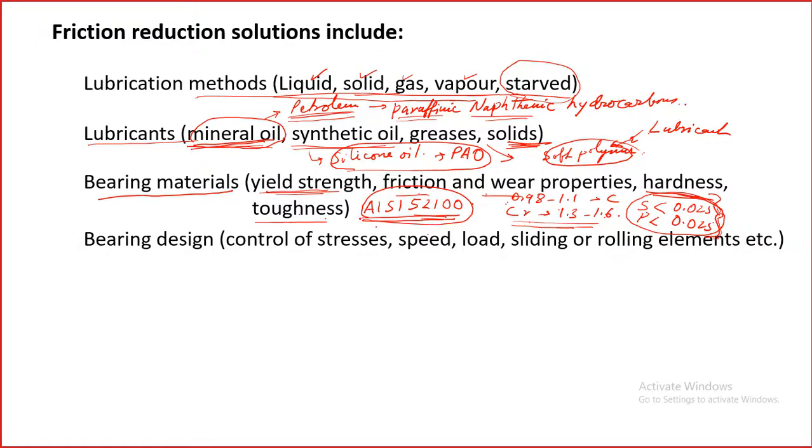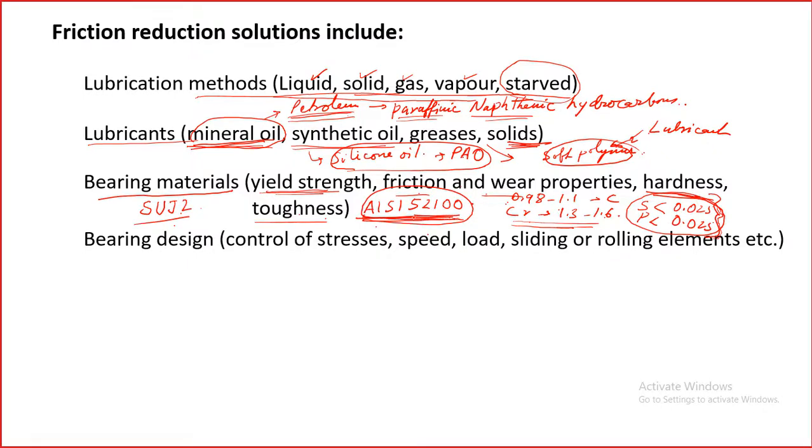Often you will get it by this grade, but some countries may have some different name for it, which are very similar in composition. For example, in Japan, I find SUJ2 or maybe SUJ1 also. Similarly, in Germany, there is another grade which is their bearing steel. In India, we always use this AISI 52100. So this is a very, very important bearing steel, and we should always remember that.